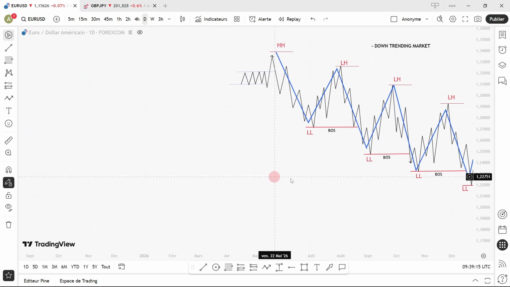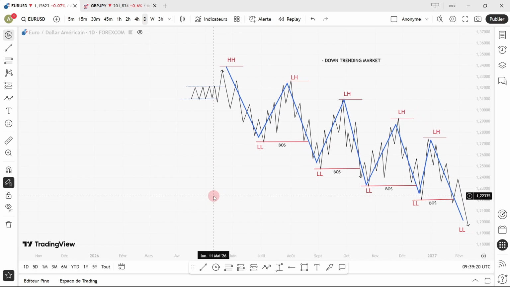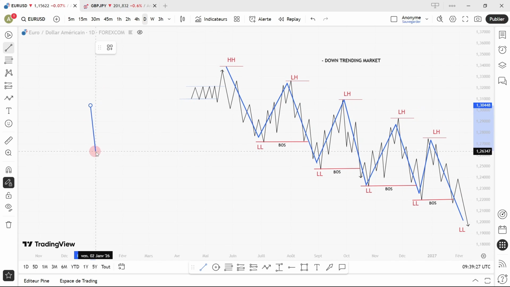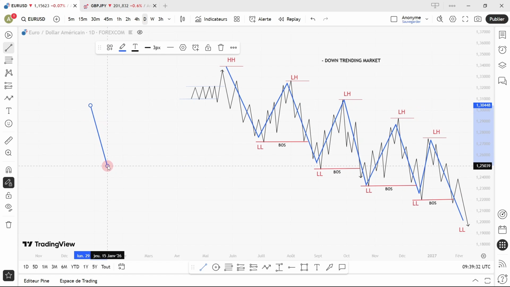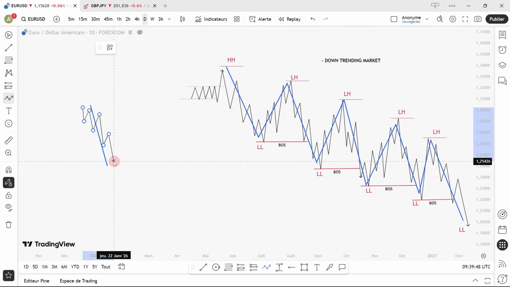So when it comes to the bearish market or the downtrending market, it is the same story. It is just like this. This is an impulsive sell. On the lower time frame, of course, it is going to look like this. It is going to be a mini trend like this, something like that.